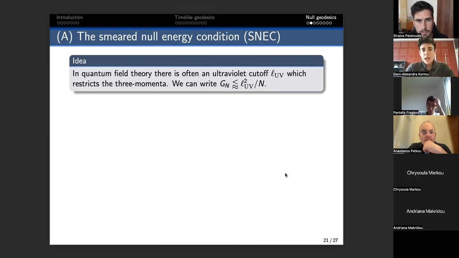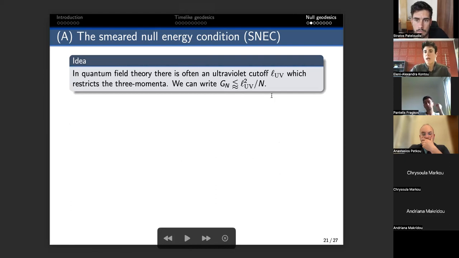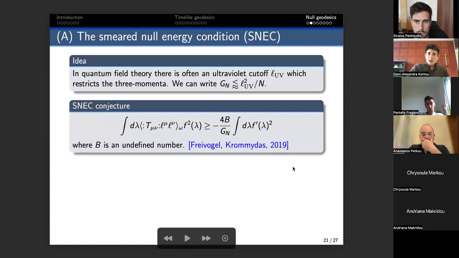What is an idea is to actually put a cutoff to the momenta that cause the problem for the bound. So in QFT, there's often an ultraviolet cutoff, which restricts the 3 momenta. And this is usually connected with the G Newton with the following inequality, less than the UV cutoff, and N is the number of fields. So that led my collaborators a few years ago to suggest the smeared null energy condition.